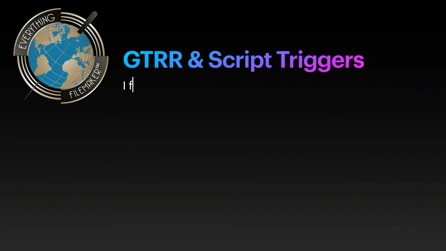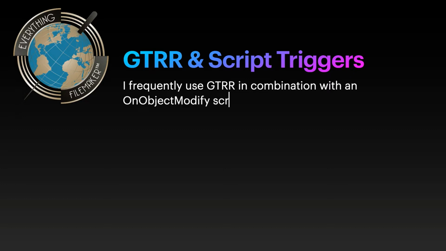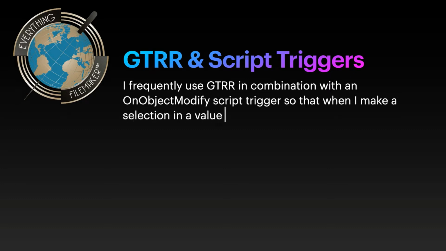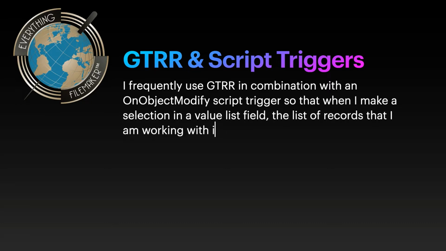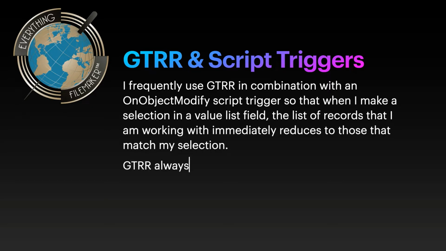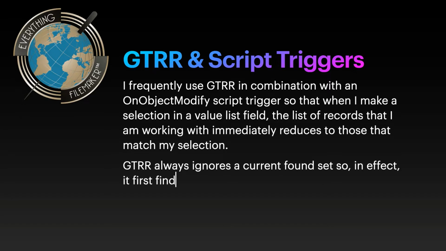I frequently use GTRR in combination with an onObject modify script trigger. So when I make a selection in a value list field, the list of records that I am working with immediately reduces to those that match my selection. GTRR always ignores a current found set, so in effect it first finds all records and then reduces from there.